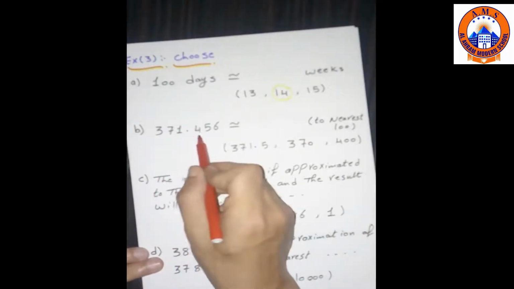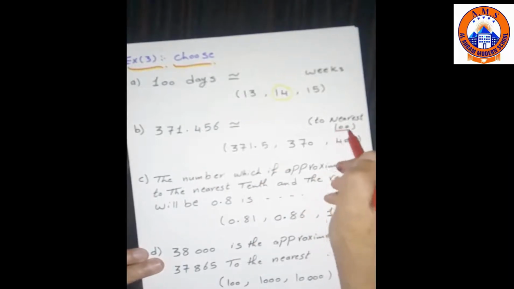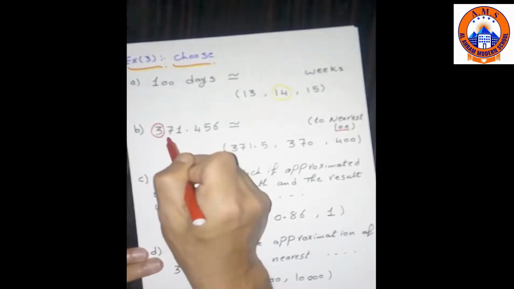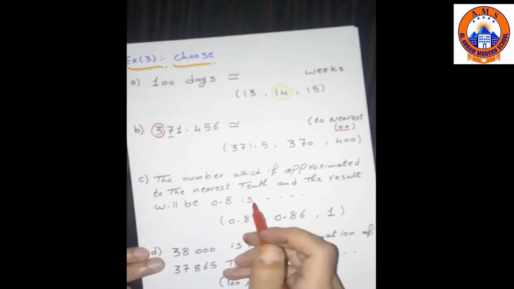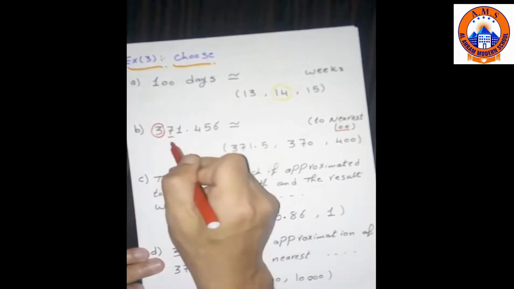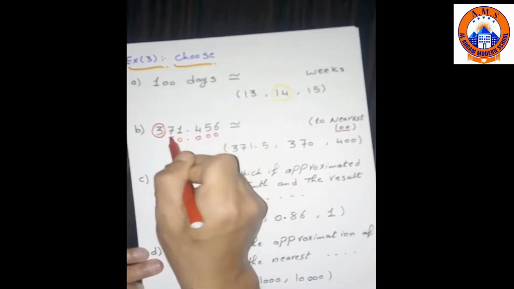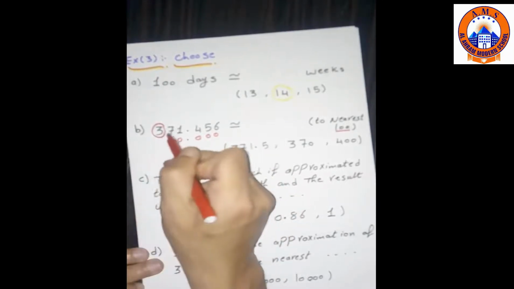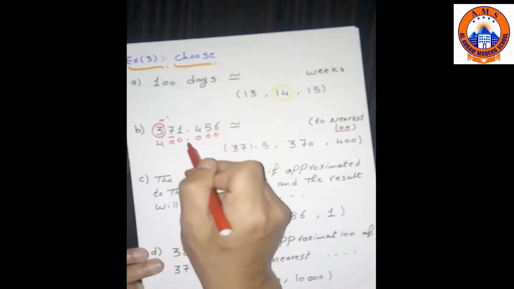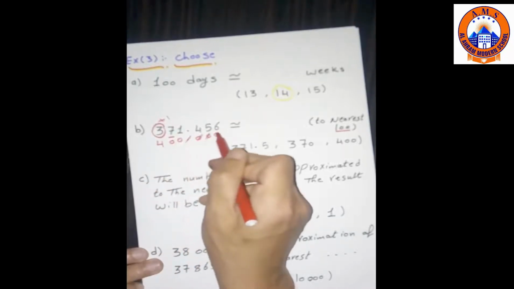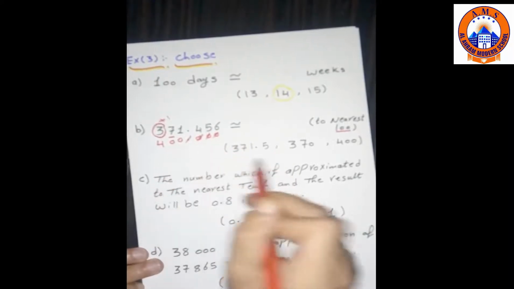$371 and 456 thousandths approximately equal what to the nearest 100? Here is the unit, 10, 100. I'm going to circle the 100 digit and underline the following digit. Then we're going to make the approximation. All the following digits will turn into zeros. Because 7 is a strong number, it will increase the 3 by 1, so this 3 becomes 4, and we can cancel the decimal point and the following zeros, so the answer is 400.